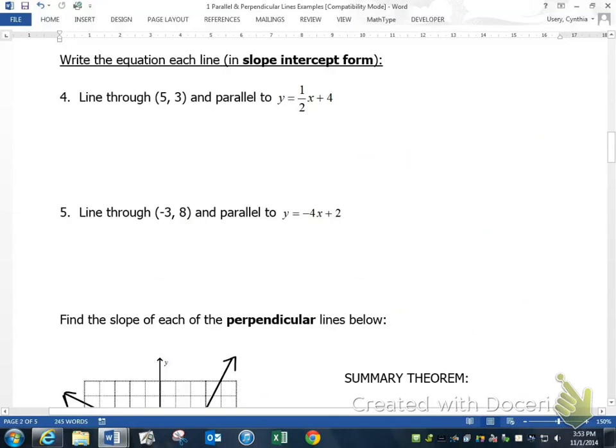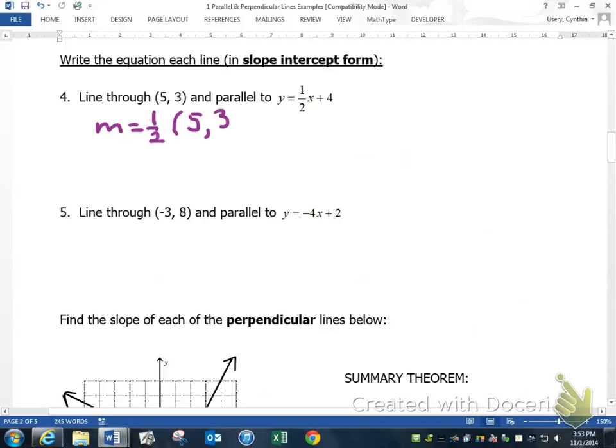Okay, so if I want to write an equation of each line in slope-intercept form, and I know that on number 4 it goes through (5, 3), and it's parallel to y equals 1/2 x plus 4, I know that the slope is 1/2. Because if my line is parallel to y equals 1/2 x plus 4, that means that it has the same slope. So the slope of my line would also be 1/2, and it goes through the point (5, 3).